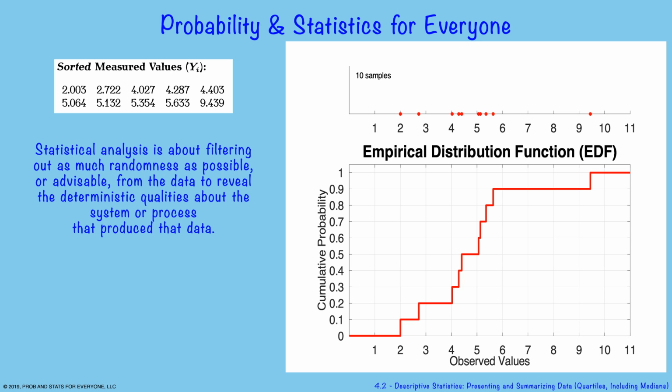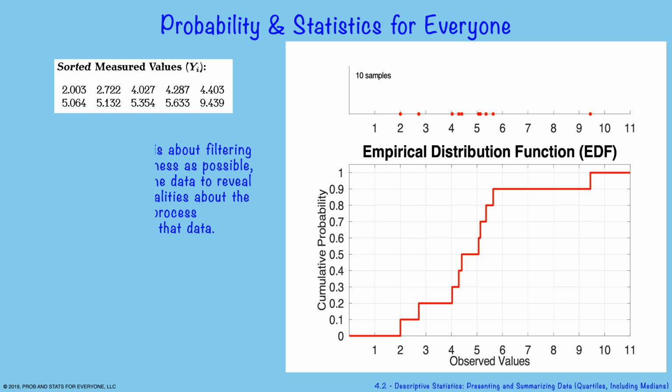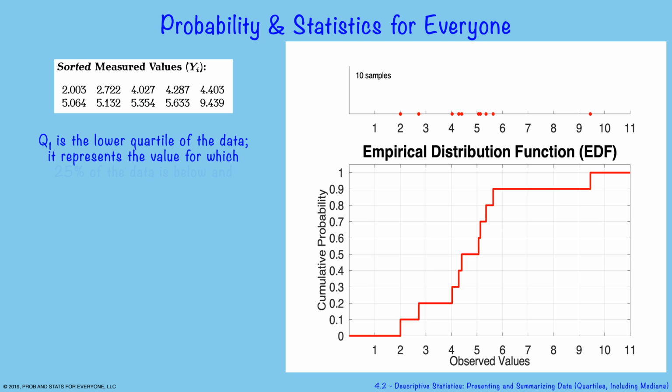We take our first steps in doing that here by extracting or calculating the first, second, and third quartiles. These quartiles are the values that split the data up into quarters. Q1 is the lower quartile of the data. It's the value for which 1/4 of the data is below and 3/4 of the data, or 75%, is above.